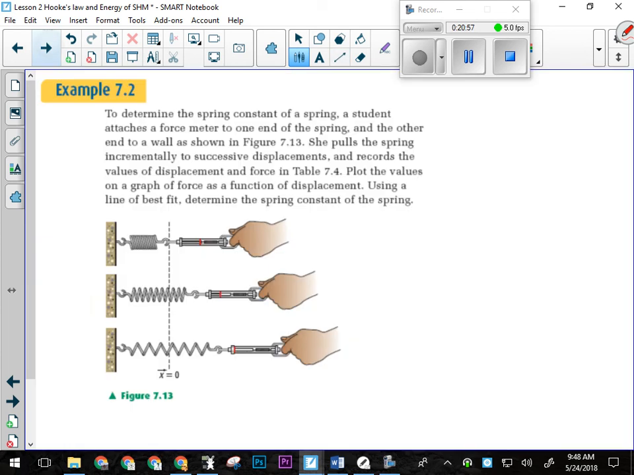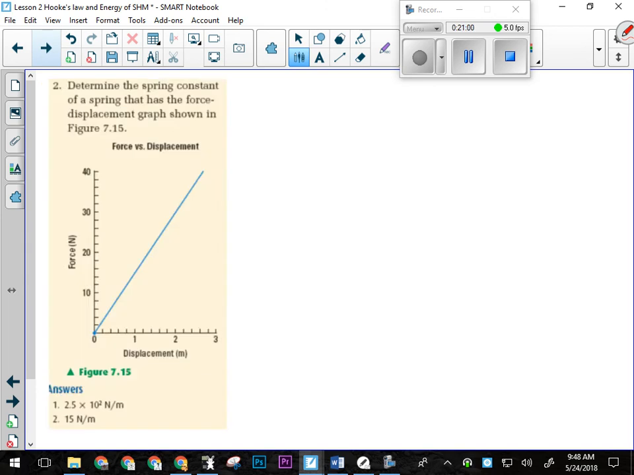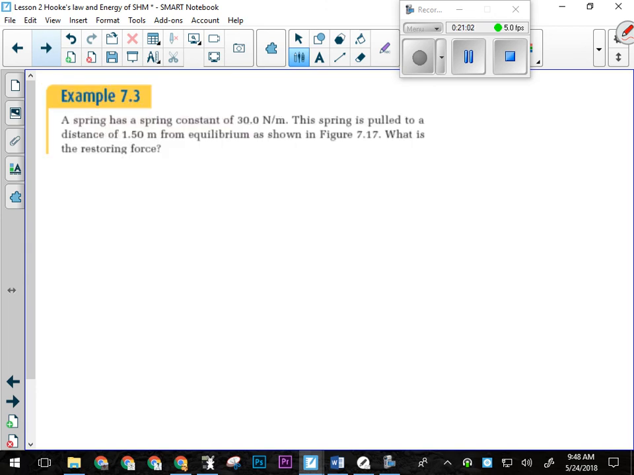All right, so here's a Hooke's law question. I have a spring with a constant of 30 newtons per meter, and it's pulled 1.5 meters from equilibrium. What is the restoring force? Remember, Hooke's law finds the force in the spring, the force that's trying to bring the spring back or restore equilibrium. That equals negative k times x. They gave me k, they gave me x, so I should be able to find the restoring force here.